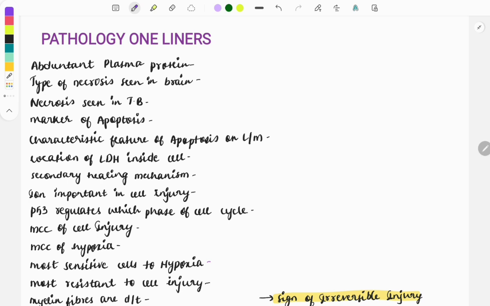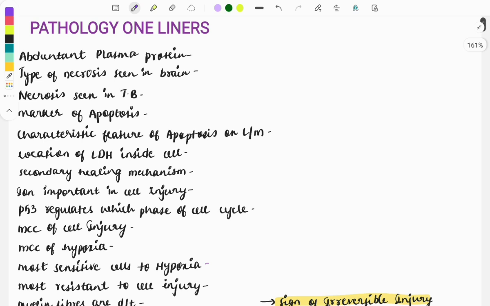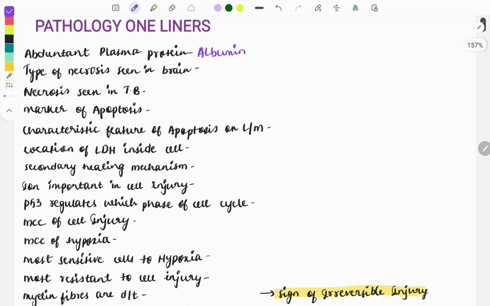So let's start. The first question: most abundant plasma protein, and the answer is albumin. So albumin is the most abundant plasma protein. Then the next question: type of necrosis seen in the brain. It is liquefactive necrosis. The other name for liquefactive necrosis is also colliquative. The most characteristic feature is that this type of necrosis is seen only in the brain.